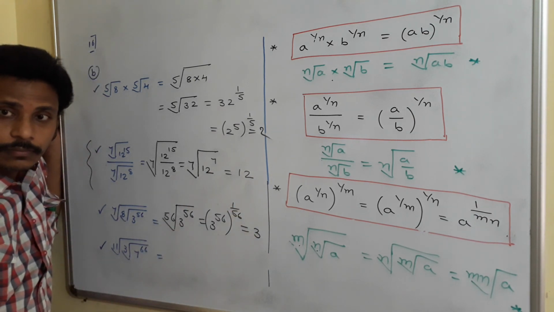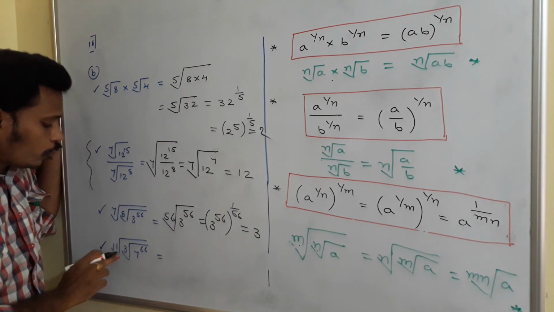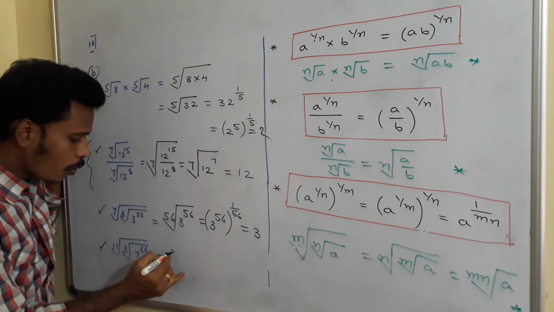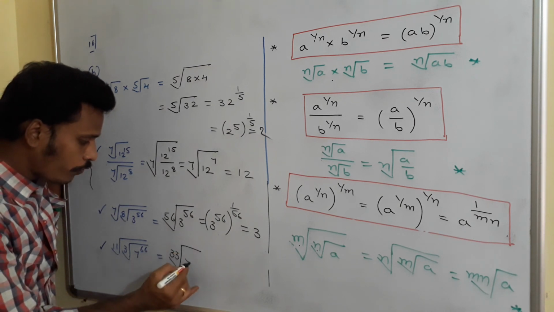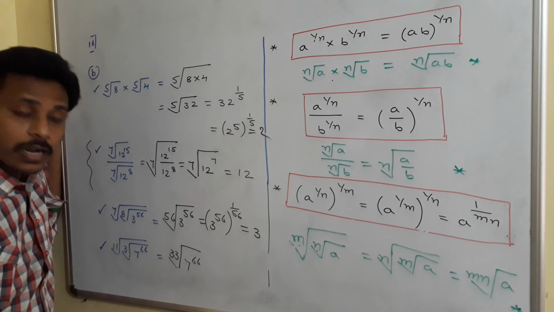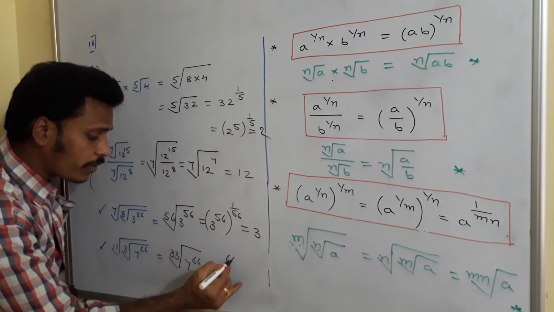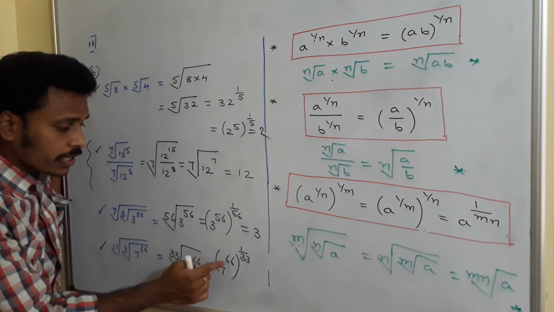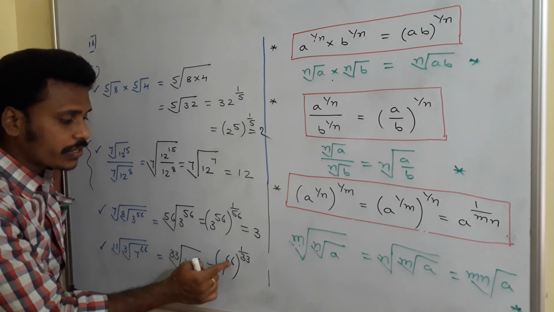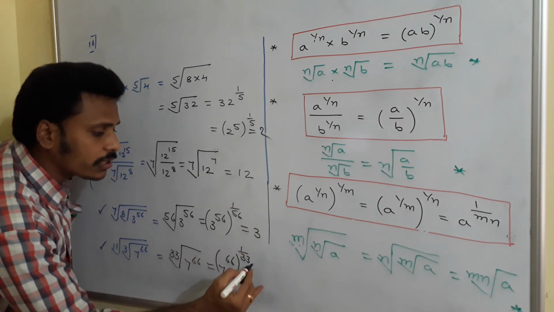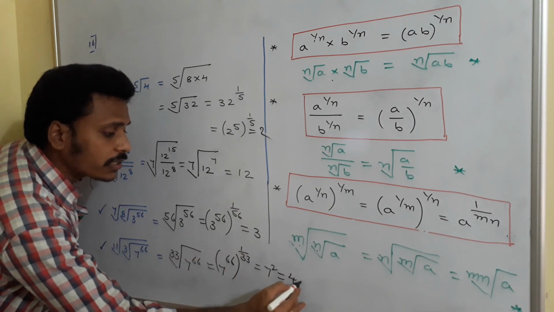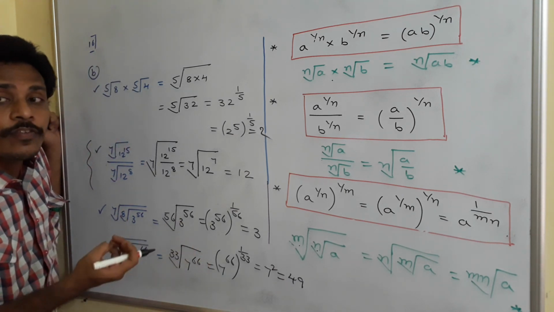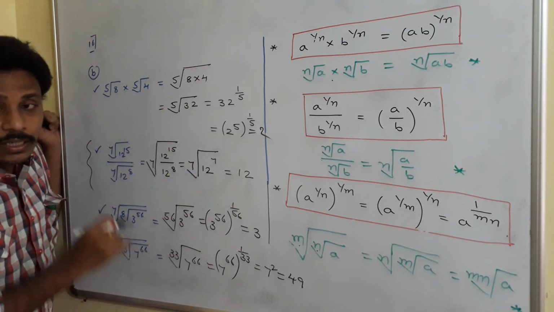And the next one, 11th root of cube root of 7 power 66. Now 11 into 3, which is 33rd root of 7 power 66. And this is simply nothing but 7 power 66 to the power 1 by 33. Now you can just multiply these two. 66 into 1 by 33 is nothing but 7 square, and its answer is 49. If you have the laws in our hands, we can easily simplify all these problems. Just have a look.